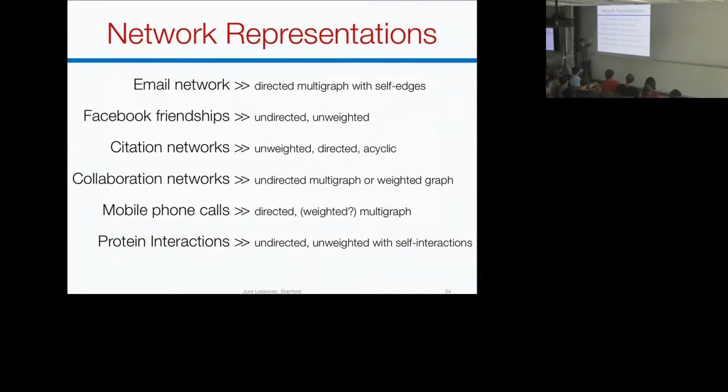If you think about the email network, you can think of this as a directed multi-graph, which means that there are multiple edges between a pair of nodes. And you can also have self-edges. I can send an email to myself as a reminder or something, right?